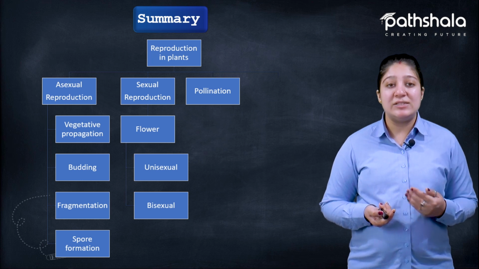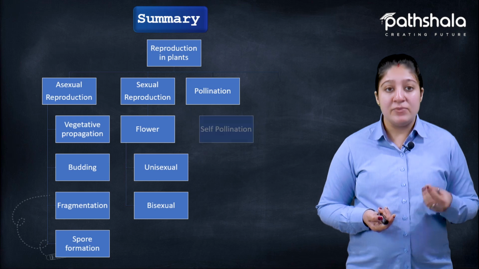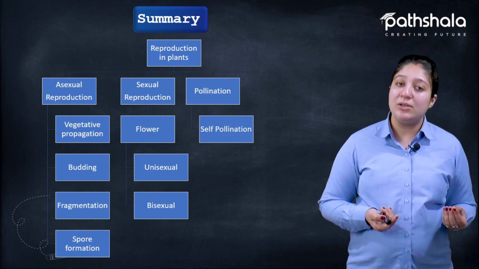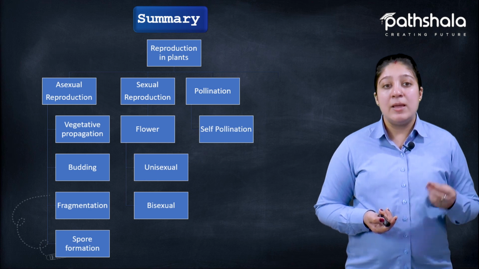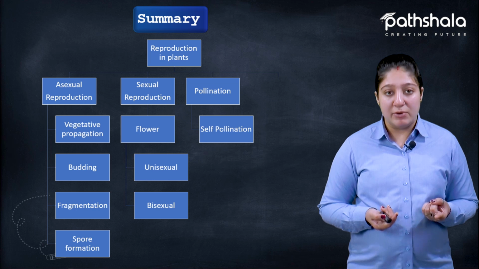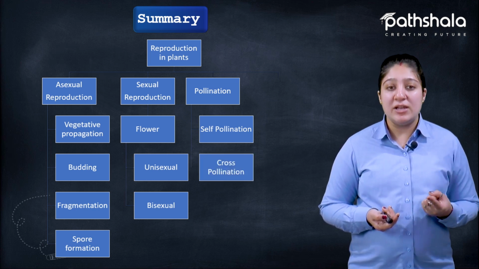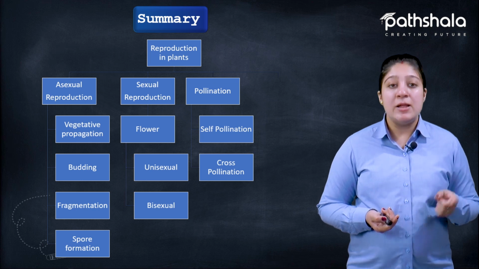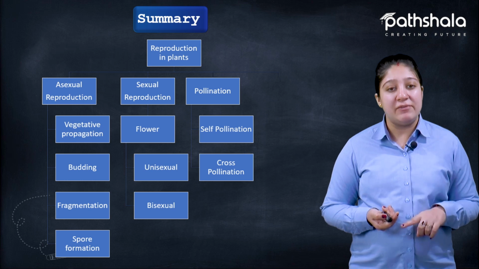After that, we have discussed pollination, which is the first step of reproduction. In this, what happens? The pollen grains are transferred from the anther to the stigma of the flower. Again, this is divided into two types. First one is self-pollination, second one is cross-pollination. In self-pollination, we have seen that the pollen grain transfers from the anther to the stigma of the same flower.